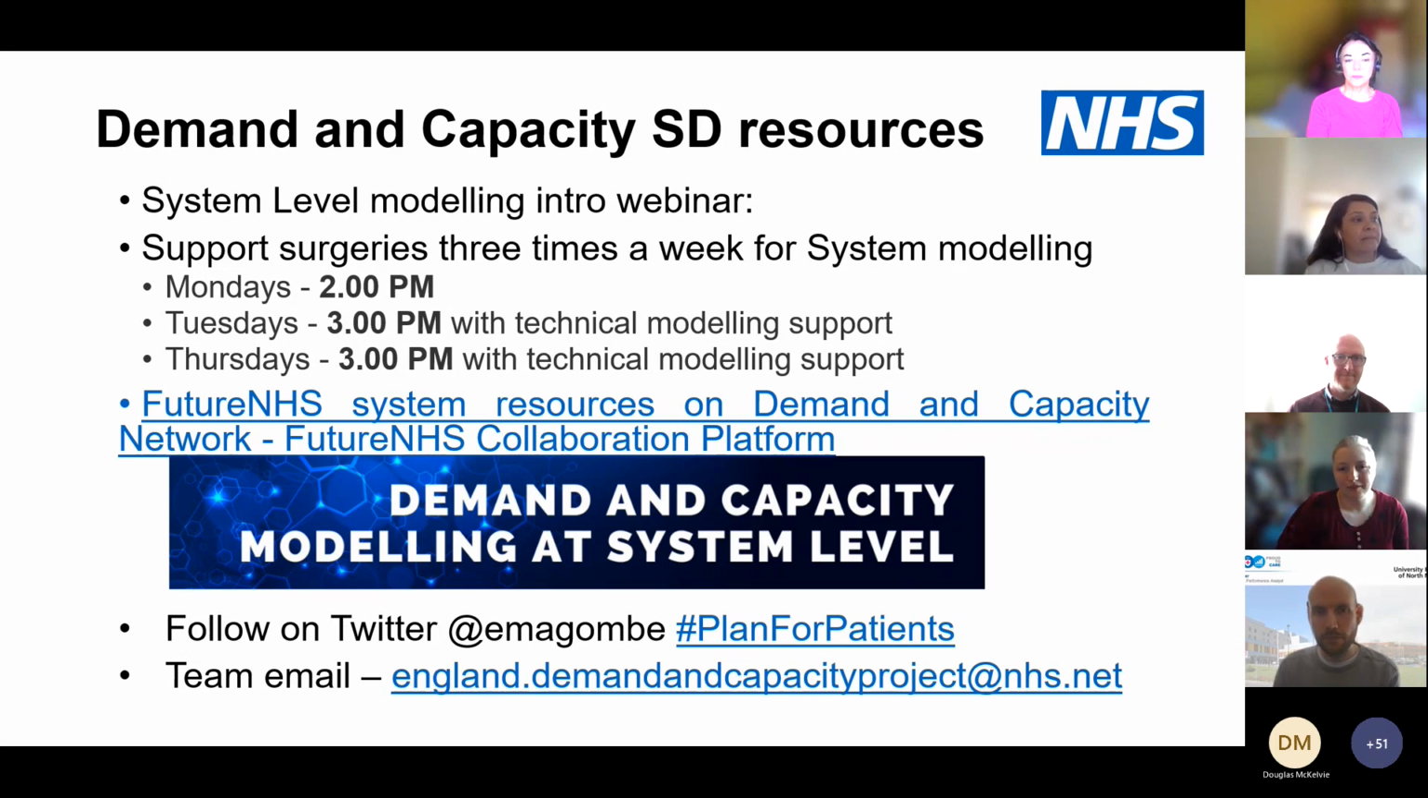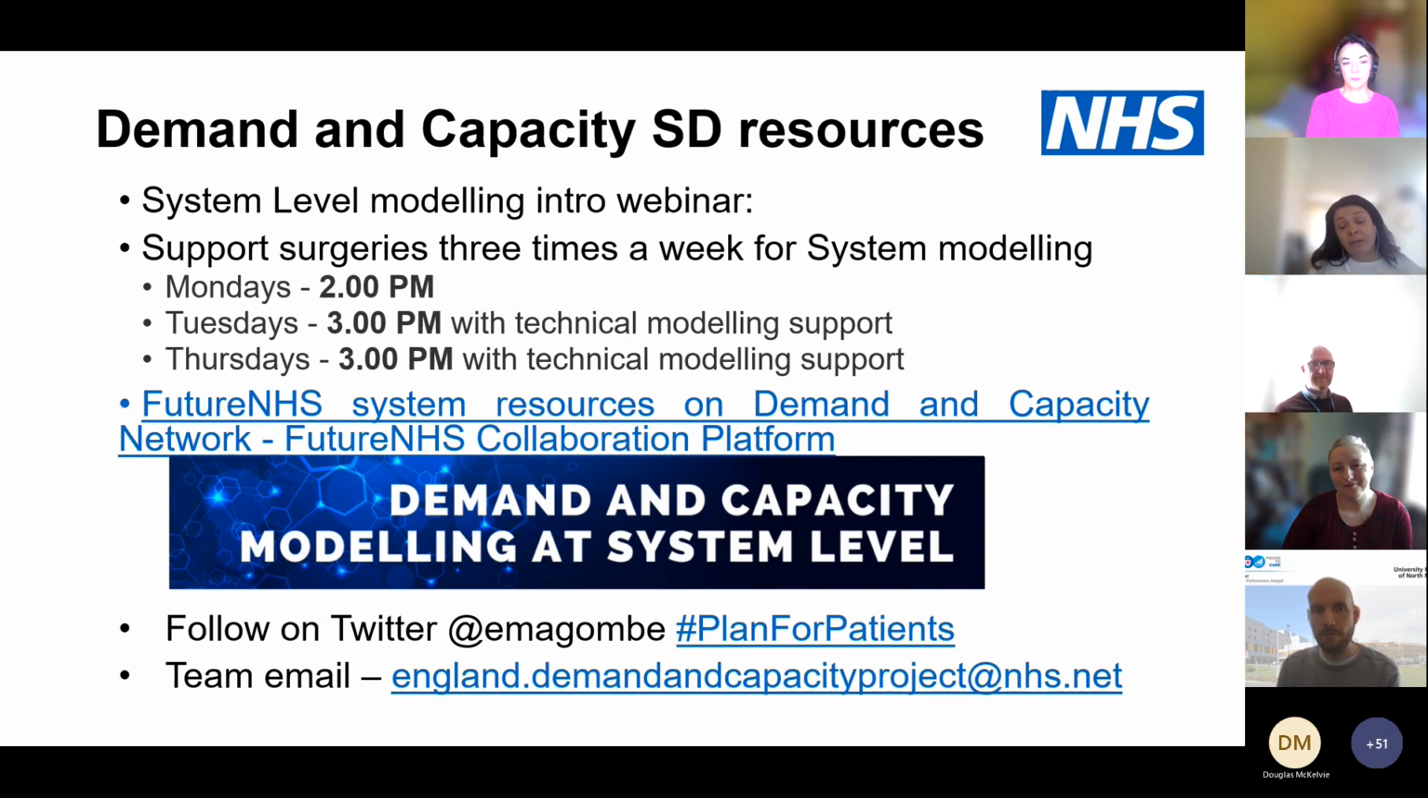So in the national team, we do have a system level support offer. I have to say that our team is very small. There are 8 people in my team supporting nationwide demand and capacity planning, so you can imagine that we cannot do lots of enhanced support. But we try to cover 2 areas. We cover operational demand and capacity planning, and since 2021, we started doing system level demand and capacity support as well. So we run webinars throughout the year.